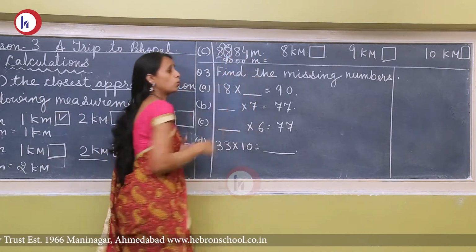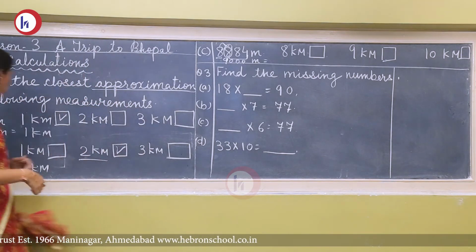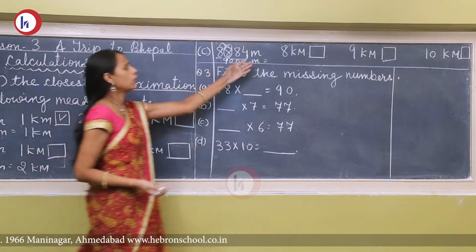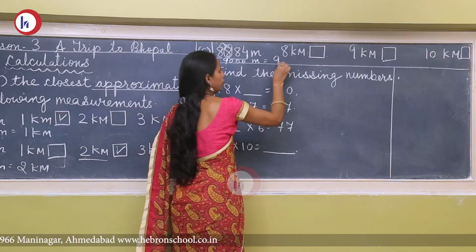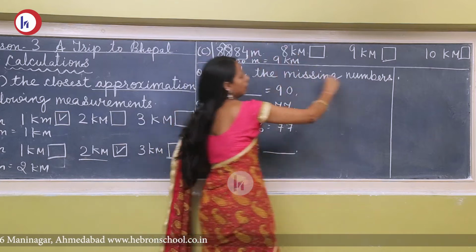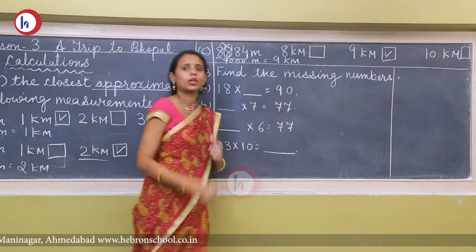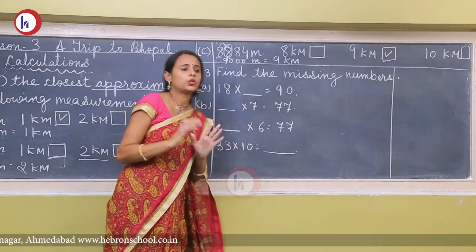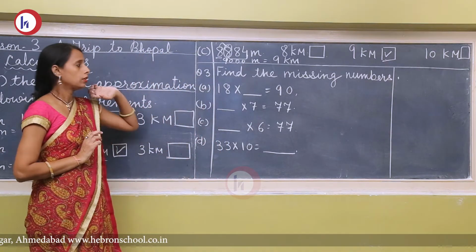9000 meter is equal to how many kilometers? As we know, 1000 meter is equal to 1 kilometer, 2000 meter is equal to 2 kilometer, so 9000 meter is equal to 9 kilometer. So which is the correct option here? Okay. Now, is it clear? I hope you have understood. Okay. Now question number 3.